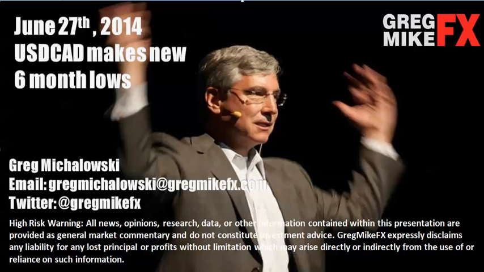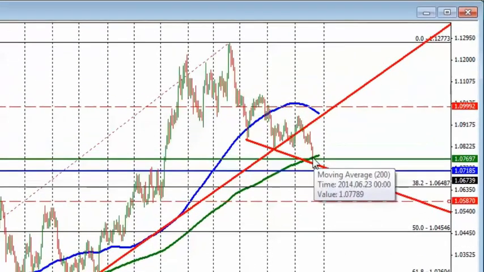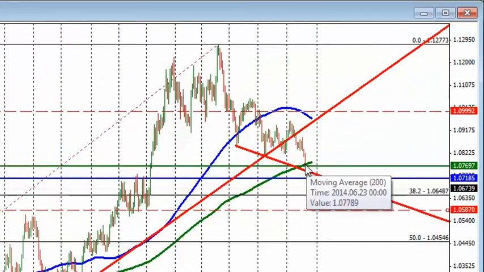I'm going to take a look at the dollar versus Canada as it makes new 6-month lows. What do we know about the dollar Canada from a technical perspective? What we know is that the market fell below the 200-day moving average. This is a simple moving average. The market fell below that level at the 107.78 level, and the market has not been back above that level since that break. We also fell below the trend line support connecting the most recent lows.